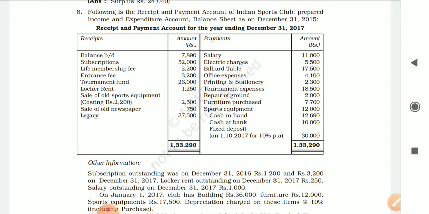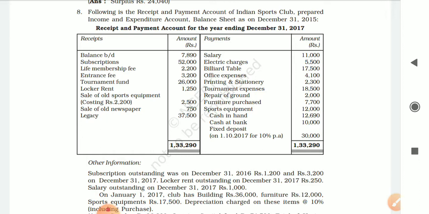stationery, tournament expense. Now you can see you have tournament fund here and tournament expense here. Keep that in mind. This is something new in this sum. Repair of ground, furniture purchased, sports equipment, cash in hand, cash at bank, and then you have fixed deposit. They have taken fixed deposit also as a closing balance.